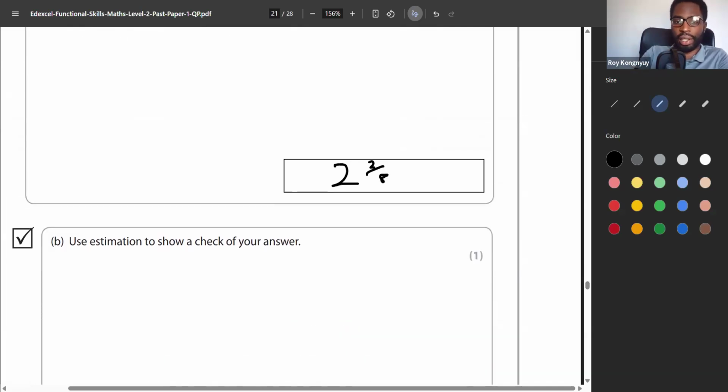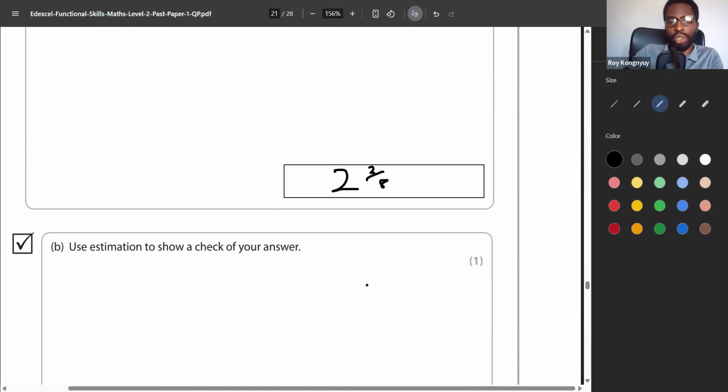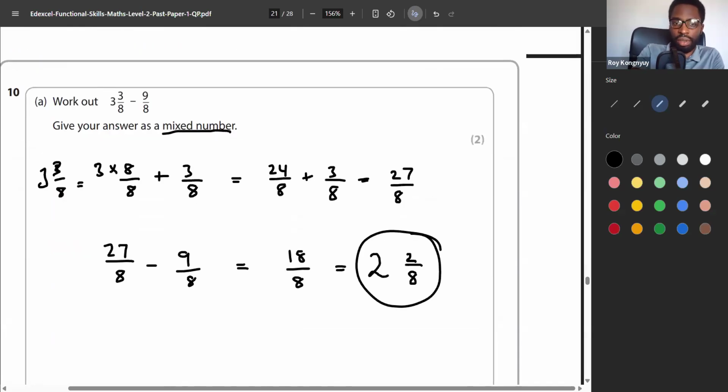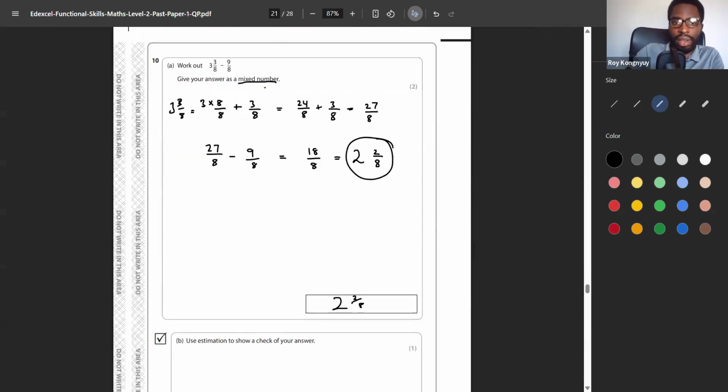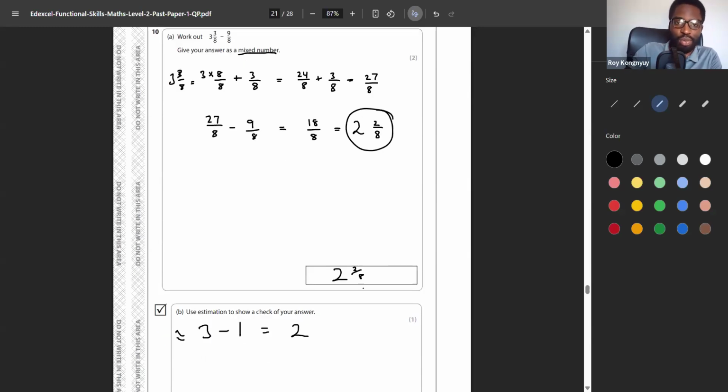Use estimation to show a check of your answer. Well, we can basically estimate that 3 and 3/8 is around 3, right? 9/8 is around 1 whole. So this is around 2. So this is around correct. 2. That's pretty close.